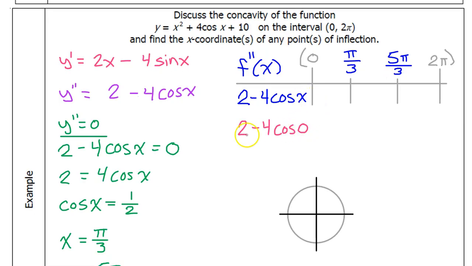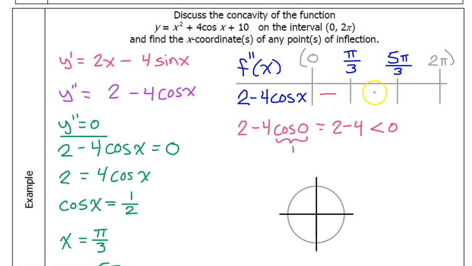Plugging in 0 for x gives us this expression. What is the cosine of 0? Cosine is the x value on the unit circle, and at 0 radians, the x value is 1. So this is 1 right here. So really, you can ignore this because 1 times negative 4 is still negative 4. So this is really 2 minus 4, which is less than 0. It is negative. So f double prime is negative in this interval.